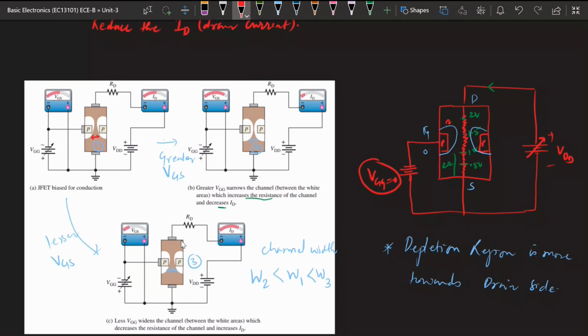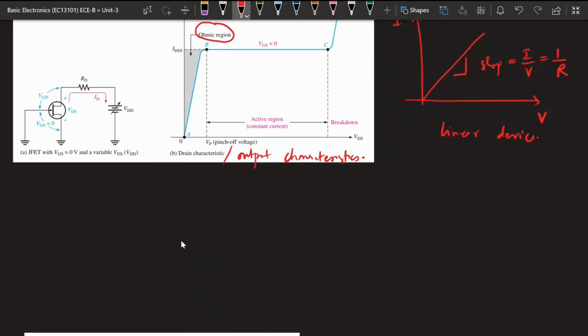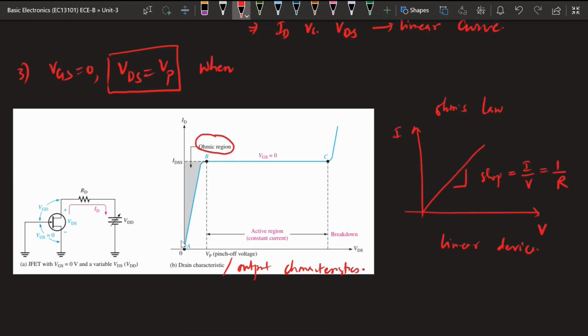So even if the gate to source voltage is 0, the depletion region is going to increase based on the increasing VDS. If we are increasing the VDS, then even with the gate to source voltage at 0, VDD will increase the depletion region. So there will be a time when these two depletion regions will touch each other. That means there will be no gap between the depletion regions, no space available, that means there is no channel. So if there is no channel, whatever current was flowing previously, the same current will keep flowing. That means the current will become constant at that time. Okay, so this is the pinch off point.